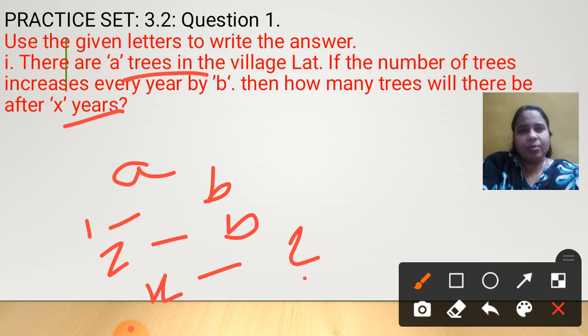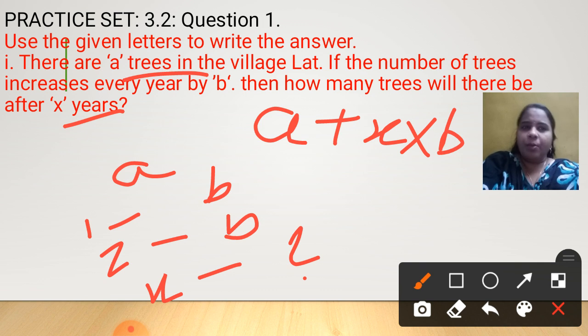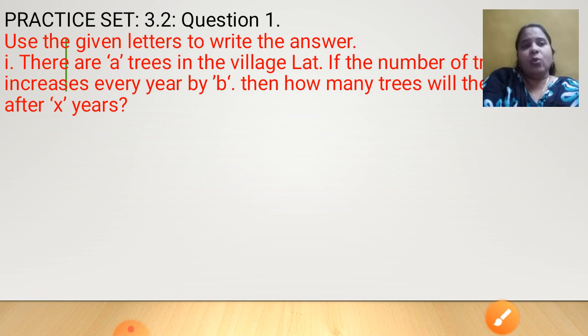Okay. So what is to be done? As I have explained just now with an example, A is the number of trees that will be there. In order to get the number of trees in X years, what do I have to do? X into B or B into X. This will be the number of trees after X years. Correct? Now how to write it?